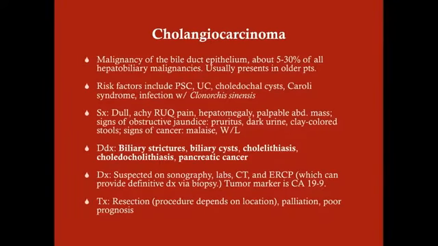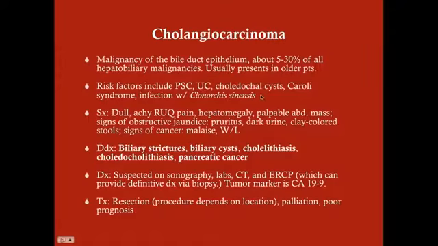Cholangiocarcinoma is a malignancy of the bile duct epithelium, and about 5 to 30% of all the hepatobiliary malignancies are cholangiocarcinomas. Typically, this presents in older patients. Now, these risk factors are important to remember for cholangiocarcinoma because I can almost guarantee you that this will be part of the history in a USMLE question or part of the history in any patient with cholangiocarcinoma. These are important things to remember. So primary sclerosing cholangitis tends to happen in men who have ulcerative colitis. So either of these two, important to keep in mind.